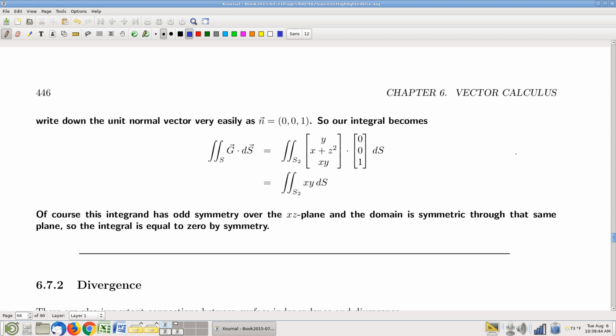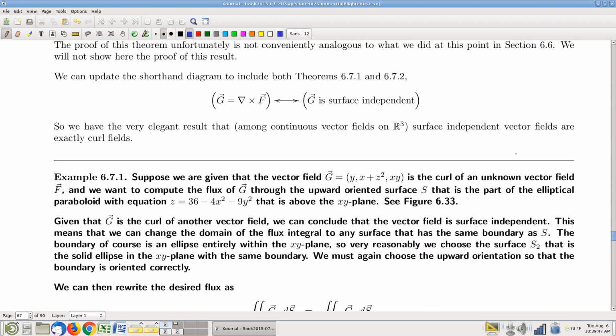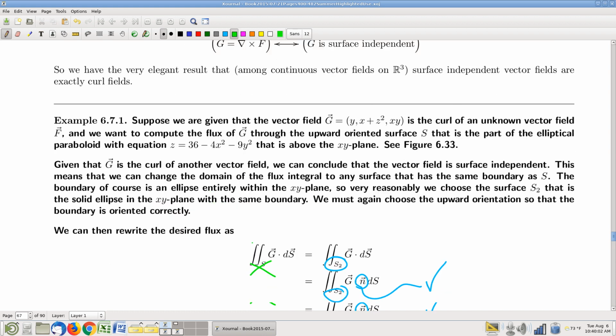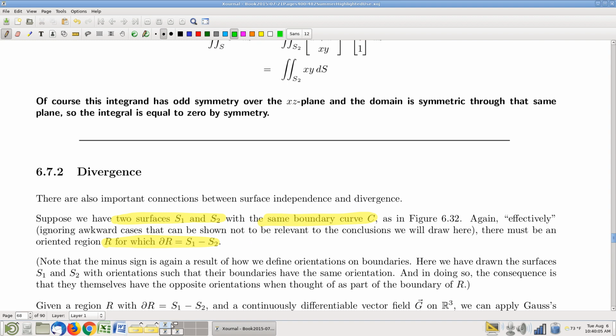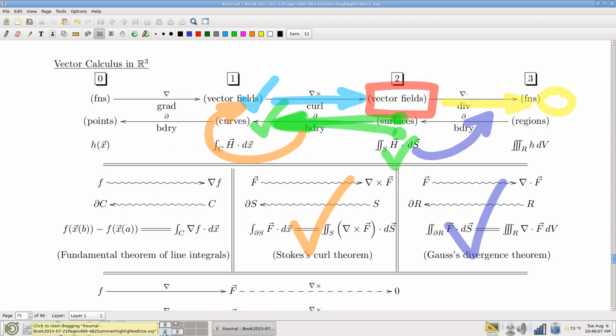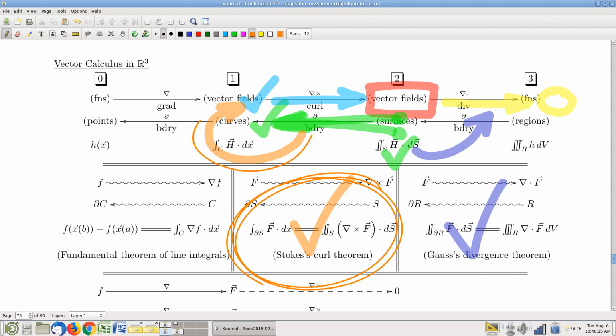Okay. Much better than if we had taken a chapter 5 approach to this problem. We'd have to take this vector field, we'd have to parameterize that surface, and it would have worked, but there'd be much more effort involved. Okay. All right. Back to our cheat sheet. We used Stokes' curl theorem to see how curls give us this feature of surface independence.